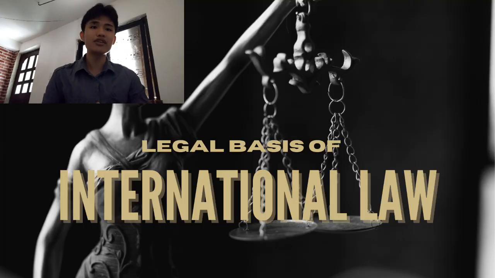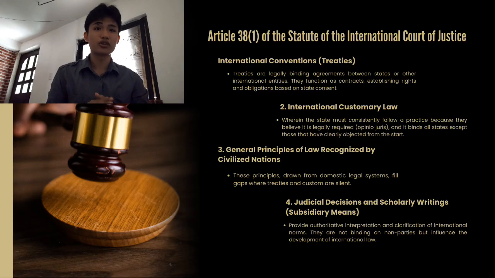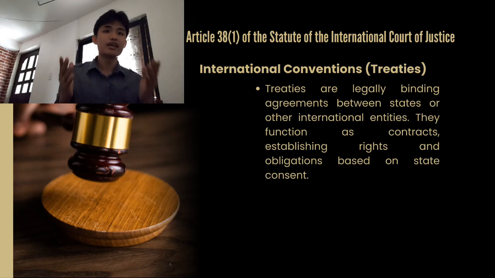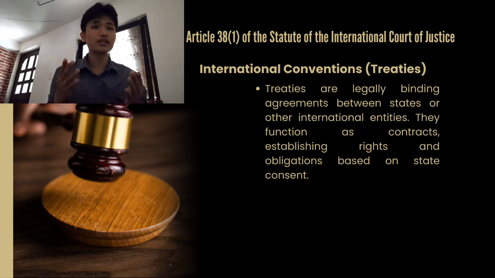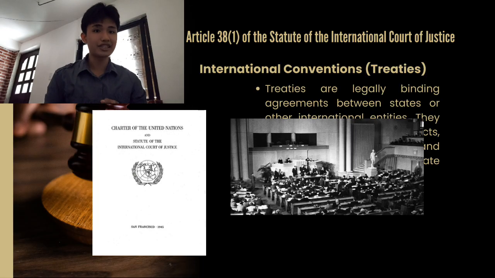Now let's get started. Today I'll be talking about the legal basis of international law, which is mainly found in Article 38 of the Statute of the International Court of Justice. This article basically tells us where international law comes from and it lists four main sources. The first one is international conventions or treaties. These are agreements between states, and once a country signs and ratifies a treaty, it becomes legally binding, like a contract. A guiding rule here is pacta sunt servanda, which means agreements must be kept. Examples of important treaties include the United Nations Charter and the Geneva Conventions.